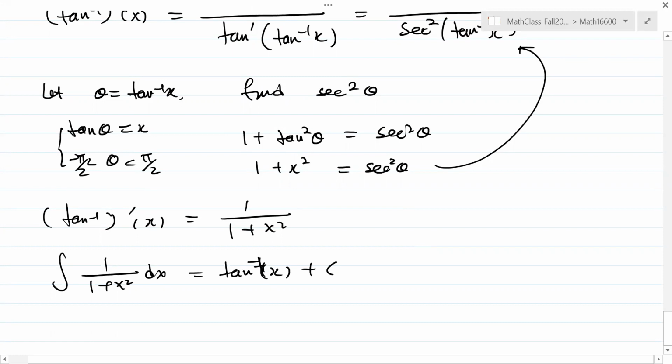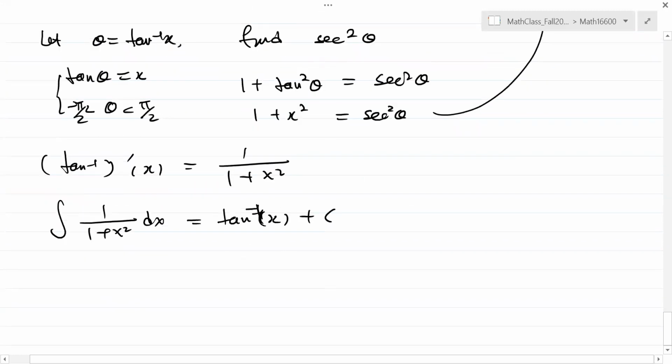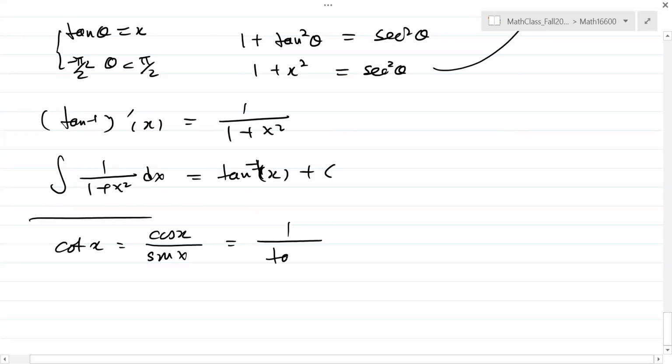And similarly, you can find the cotangent x, they are next to each other, right? Cotangent x is just going to be, if you remember, cosine x over sine x, right? And this actually is going to be 1 over tangent x, right? So they are inverse to each other.